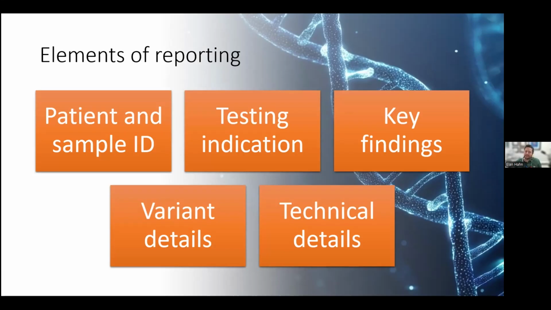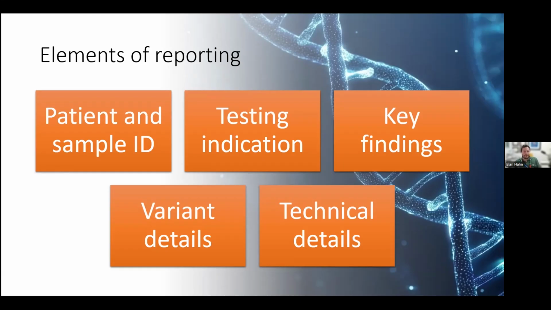So you want to talk about the patient and sample ID. Was it from blood, bone marrow, colon, etc.? Is it fresh, frozen? Is it a cytology preparation? Is it FFPE? The testing indication. So what is the indication for testing? In this province, it's sort of the CCO indication. Then our key findings summary. So clinically significant information: BRAF V600E mutation identified in a melanoma.